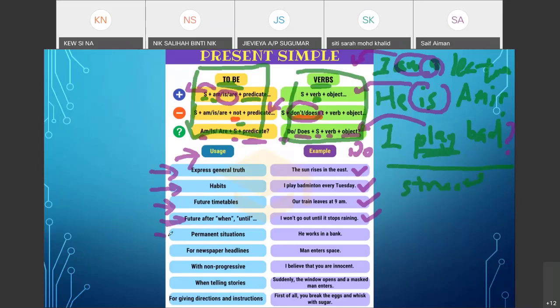You want to talk about a permanent situation: he works in a bank. So this will be the simple present tense. We use the simple present tense to write newspaper headlines. For example, man enters space. Student attends online classes. So for newspaper headlines, we use simple present tense. We also use it with non-progressive verbs, for example, I believe that you are innocent. So we use simple present tense.